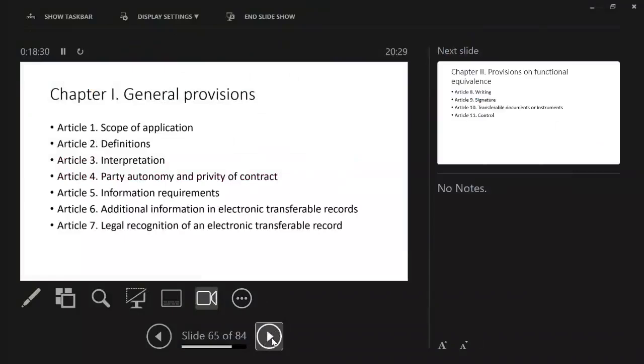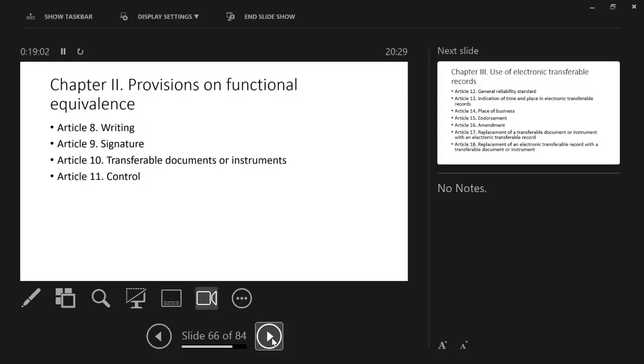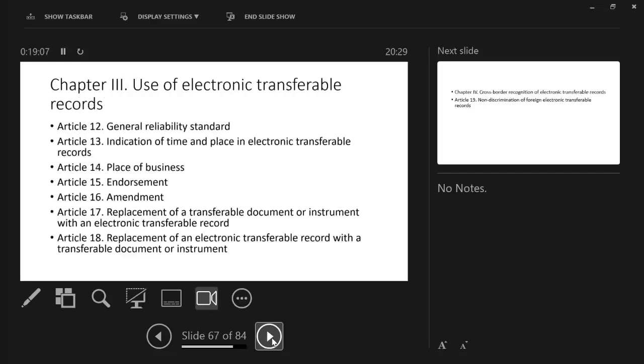So, usual structure: scope, definitions, interpretation, party autonomy, privity of contract, information requirements, additional information in electronic transferable records, and legal recognition of an electronic transferable record. This is that point that some of our paper-based systems have legal effectiveness, and the effort here is to try to get the legal effectiveness in the digital version. Easier said than done. Writing, signature, transferable documents, instruments.